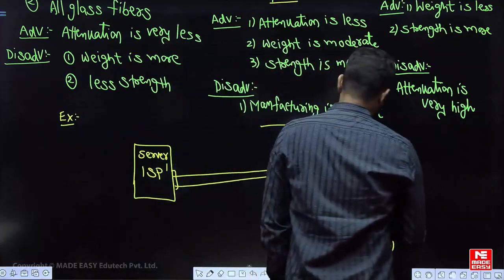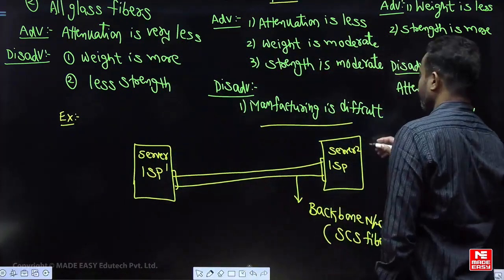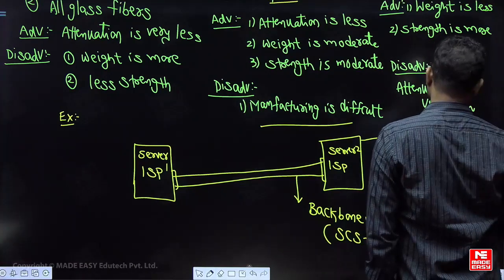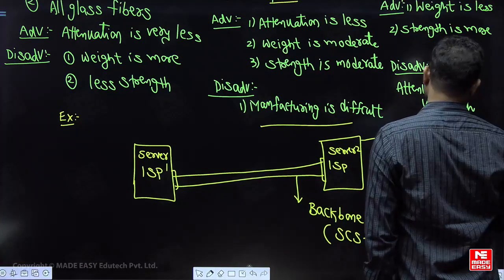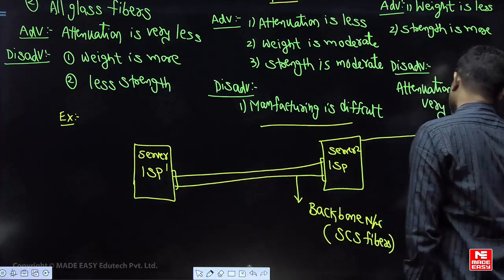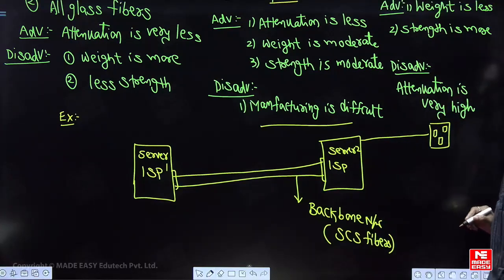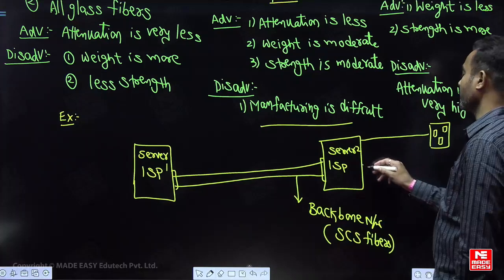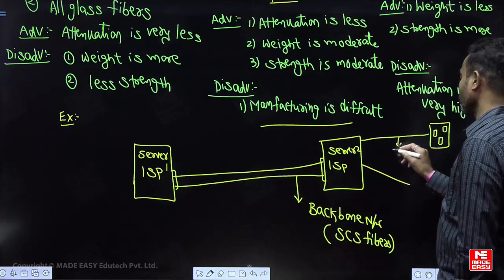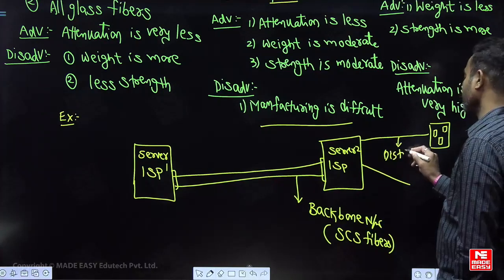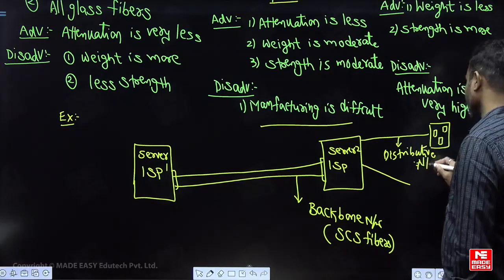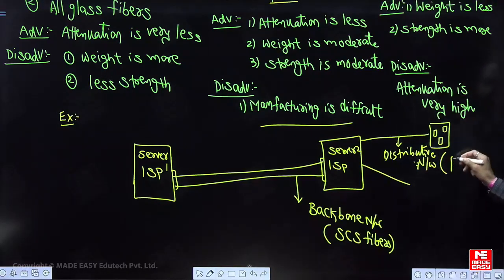And when you talk about the link from the ISP server, Internet Service Provider, coming to your home, assume that it's a home, a multi-complex like this, and it is coming to the home. From the ISP server it is distributing. These are called distribution networks. For these distribution networks, we are going to use all plastic fibers.